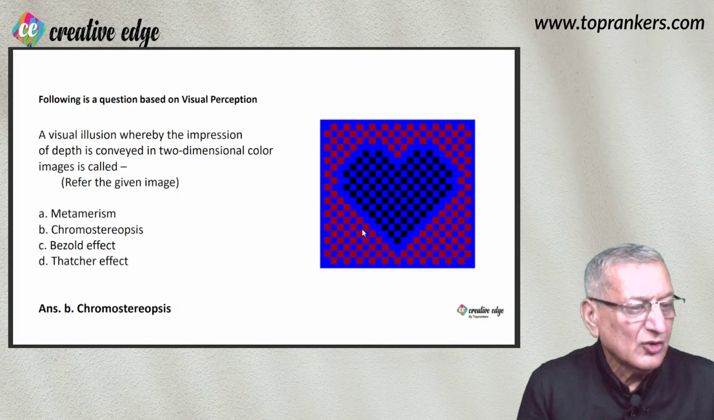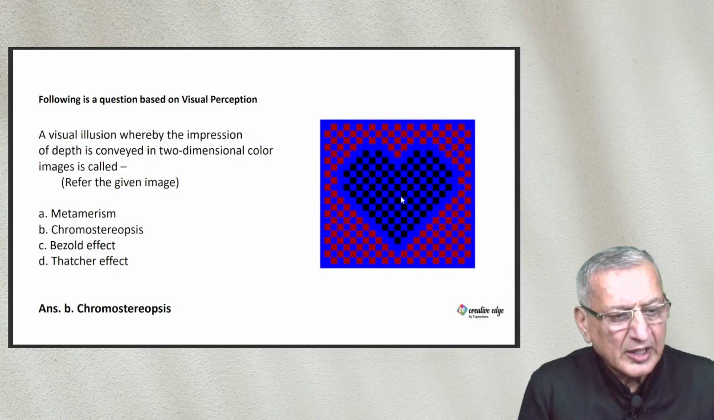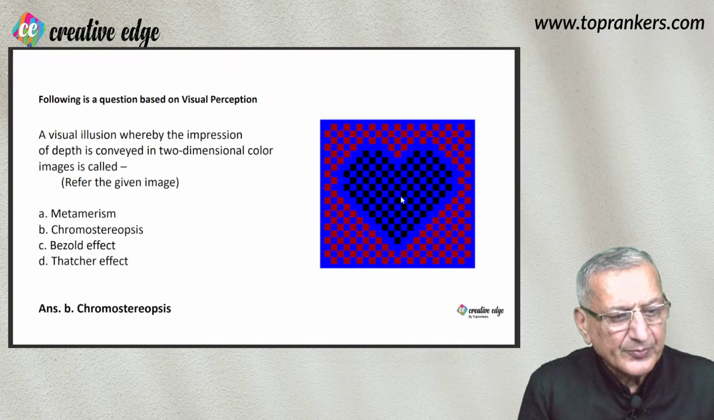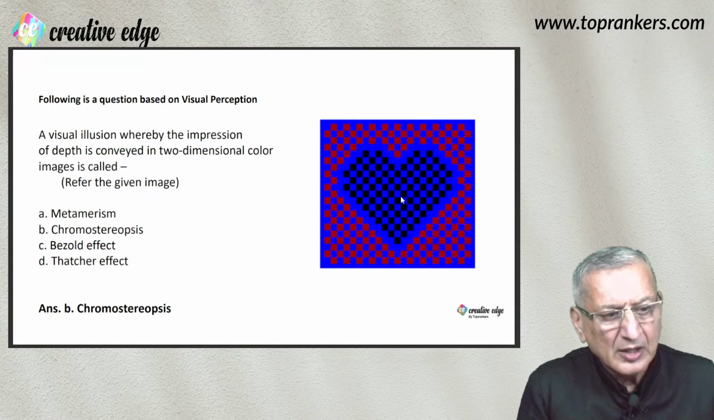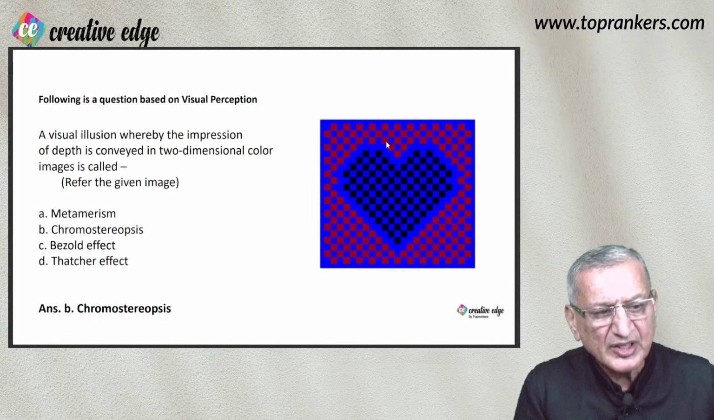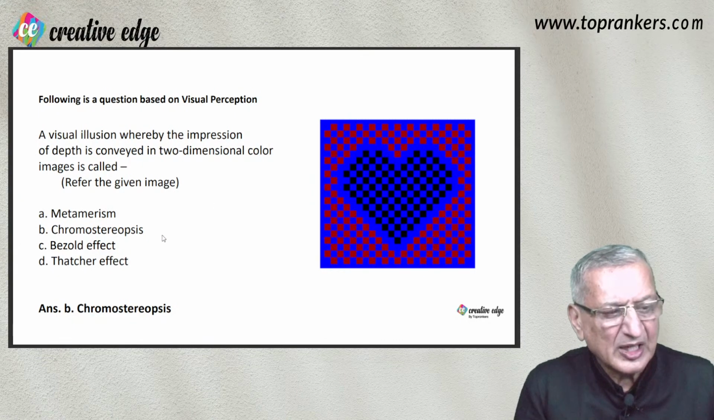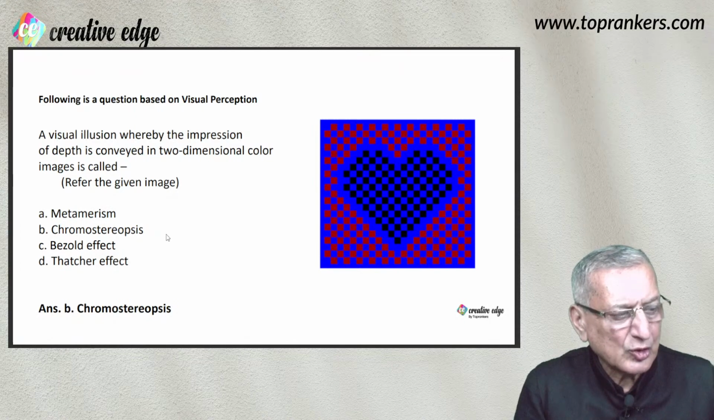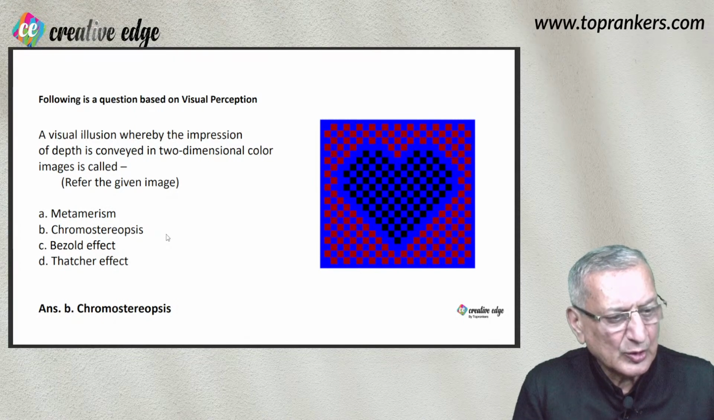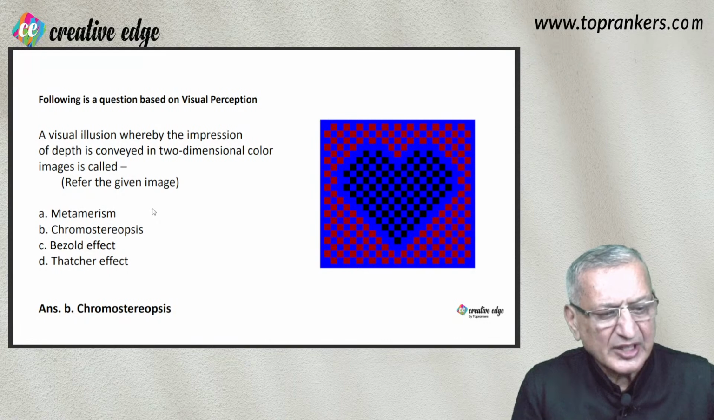Chromostereopsis is a condition where one color pushes the area to the backdrop, or to a deeper perception, whereas the other color brings it up. You can go further into the detailed chromostereopsis. There are 2 types of it, positive chromostereopsis and negative chromostereopsis. All these are different visual terminology that you should be studying.